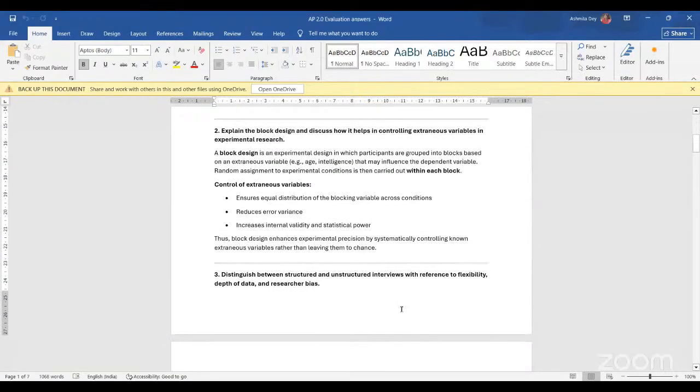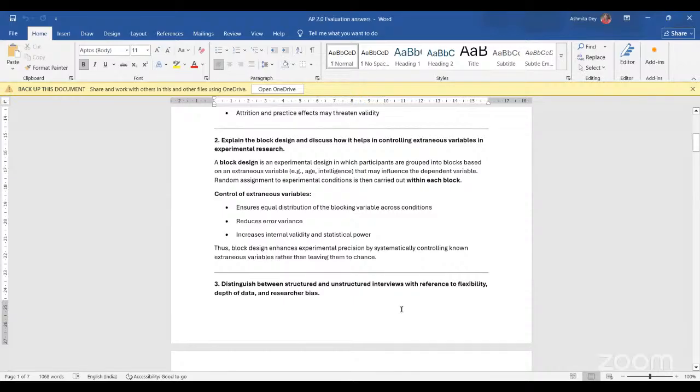Okay. Moving on to the next short answer question, that is: explain the block design and discuss how it helps in controlling extraneous variables in experimental research. Again, in most of the answers, the common issue with this particular question was that extraneous variables and everything had been described properly. What is a block design? What are extraneous variables? What is the use of extraneous variables in experimental research? Everything. But the few key areas on ways of controlling, or how controlling extraneous variables helps, have not been touched upon by most of the people.